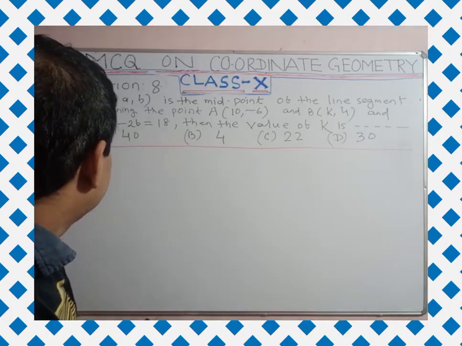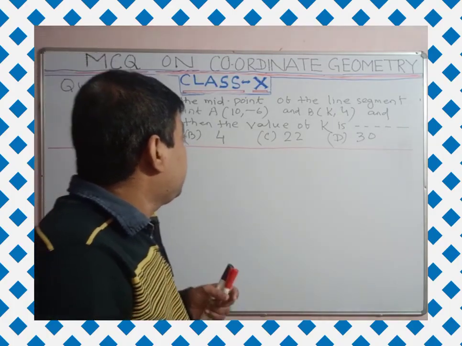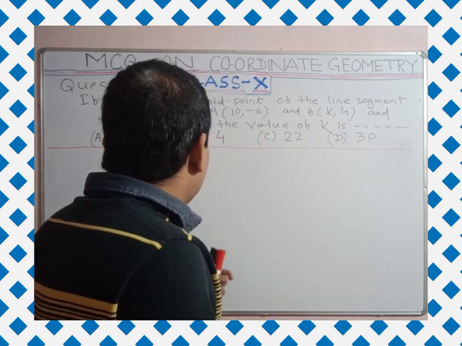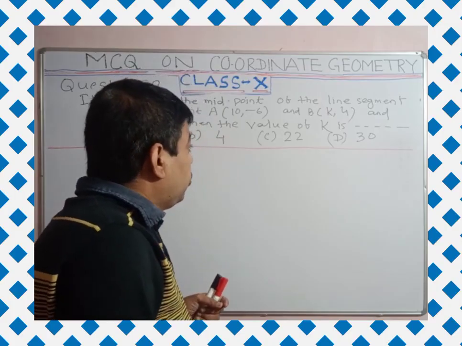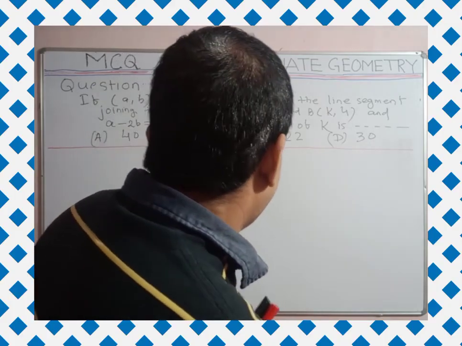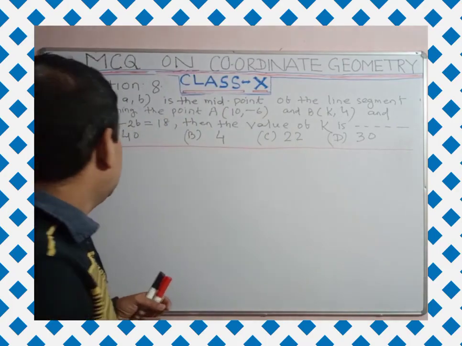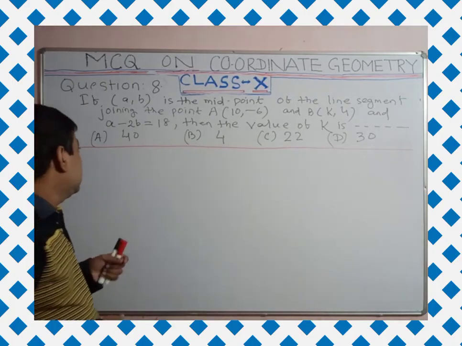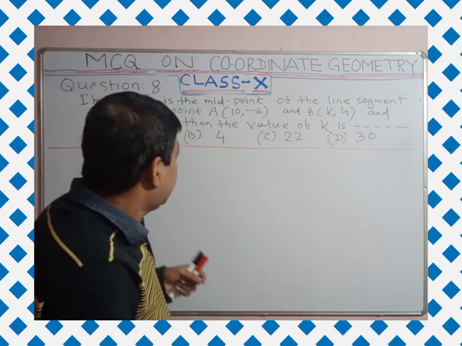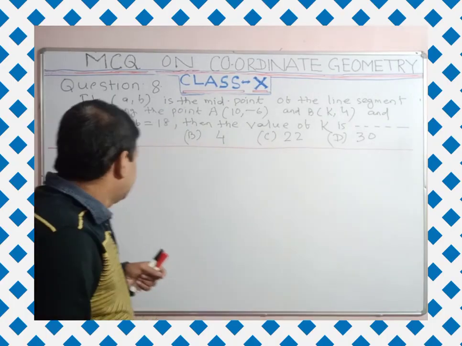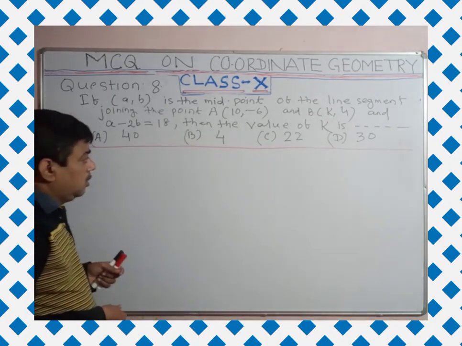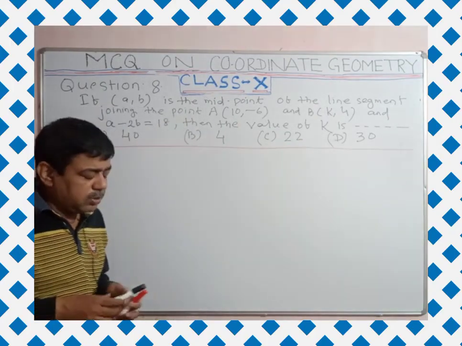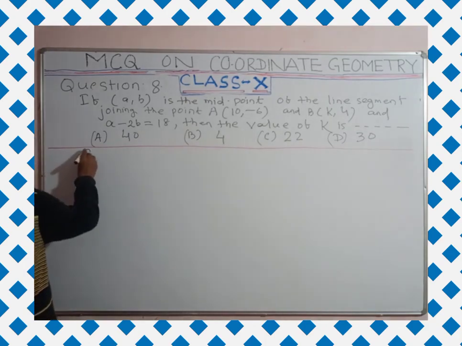If the coordinate (a, b) is the midpoint of the line segment joining the point A with coordinates (10, -6) and point B with coordinates (k, 4), and a minus 2b is equal to 18, then you will find the value of k. One condition is given: a minus 2b is equal to 18. The options are: option A is 40, option B is 4, option C is 22 and option D is 30. Let's see which is the correct option. Let us find the solution.